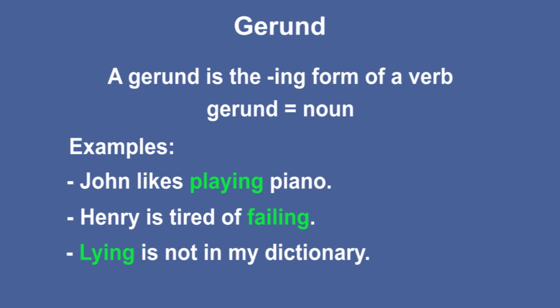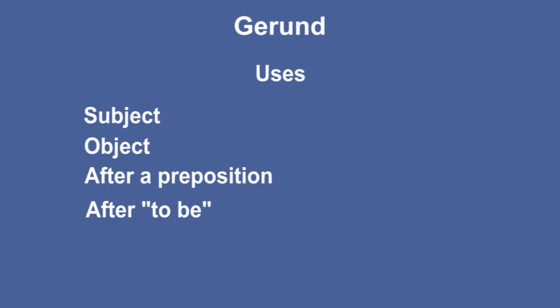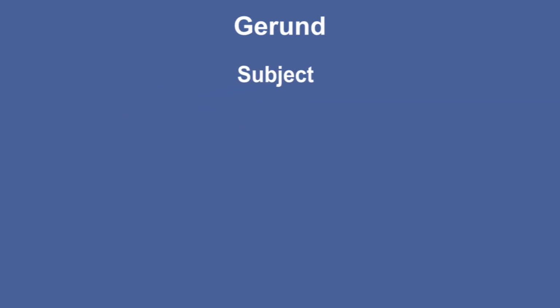Now that you have a fair idea of what a gerund is, let's see how it is used. You can use the gerund in 4 different ways in a sentence: as a subject, an object, after a preposition, and, of course, after the verb to be. Let's see how to use it as a subject.